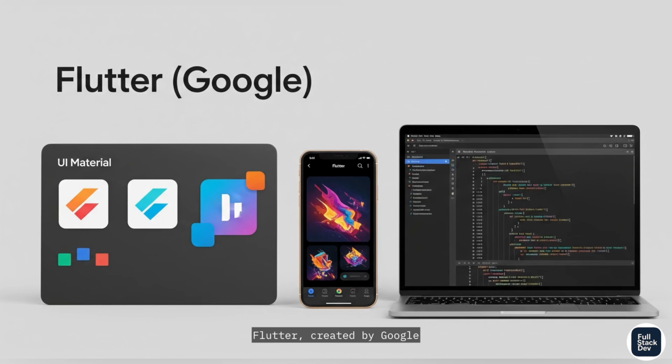Flutter, created by Google, takes a different approach. It uses Dart as its programming language and comes with its own rendering engine. That means Flutter draws every pixel on the screen using Skia, giving it full control over how the UI looks on any platform. Flutter shines in building beautiful, highly customized UIs quickly. Apps like Google Ads, eBay Motors, and Alibaba have leveraged Flutter's consistent performance and modern design flexibility to great effect.